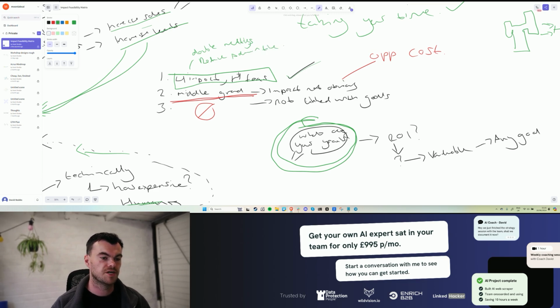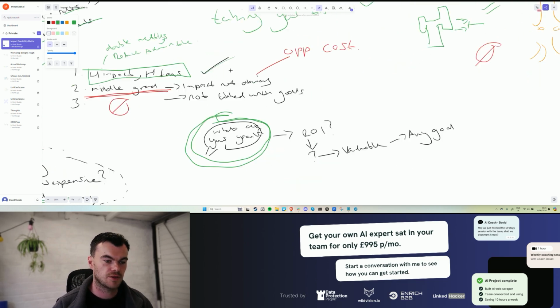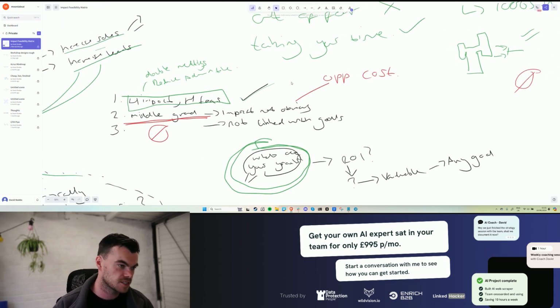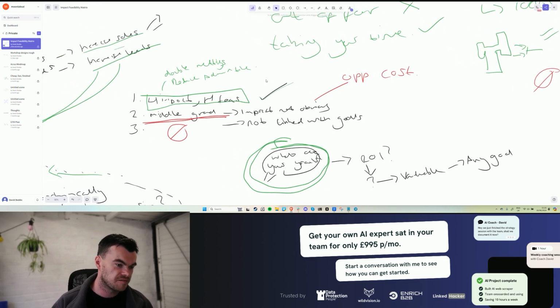These are all really feasible. We're seeing it a lot in the AI SDR space or whatever. And these middle ground pieces, it could be that the impact isn't obvious, or they're not aligned with the goals. And this is why we go into goals, because something might be really feasible and might have high impact, but the impact might not be aligned with the goals.